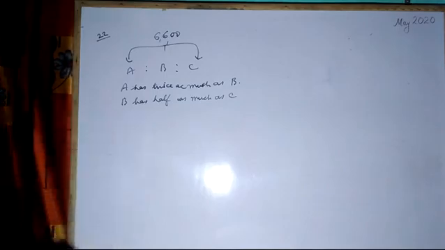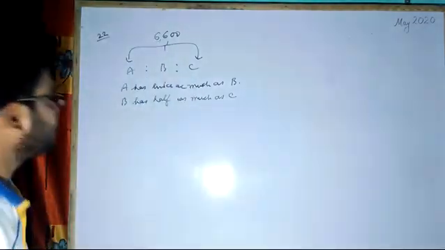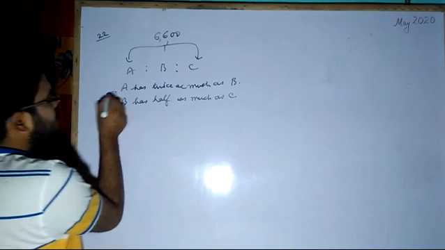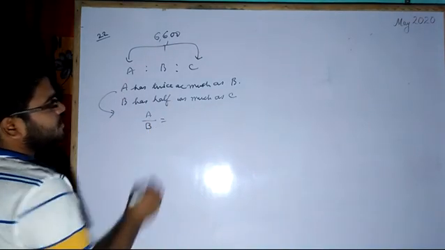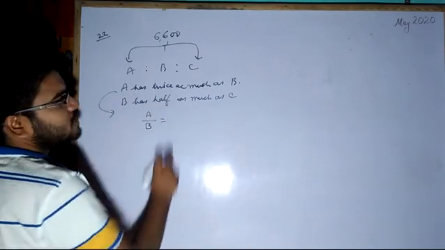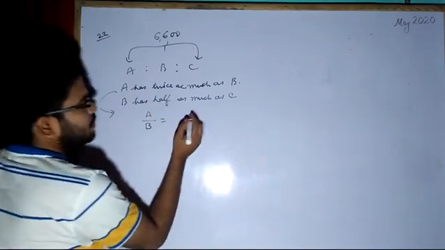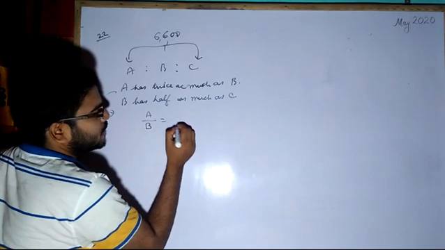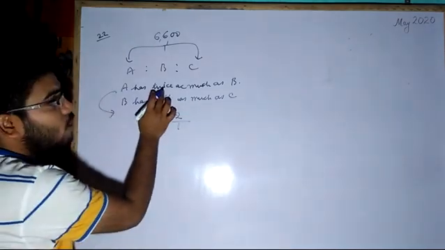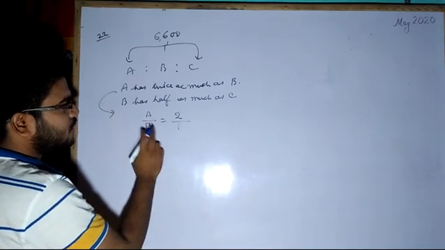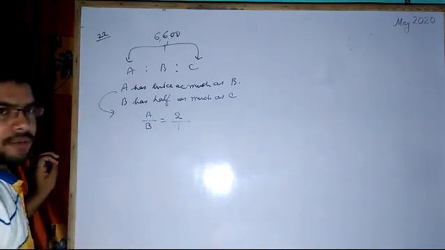Now we have to divide in these three ratios, A is to B is to C. So what can we do for this statement? Can we write A upon B is equal to, A is having twice as much as B. If B is having 1 rupee, then A is having 2 rupees. So A is to B is equal to 2 is to 1.